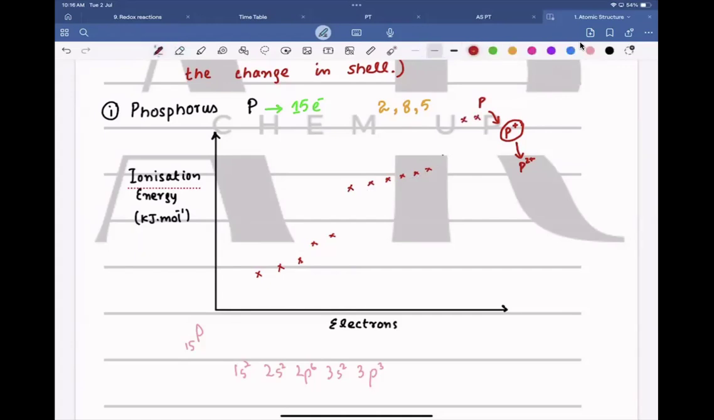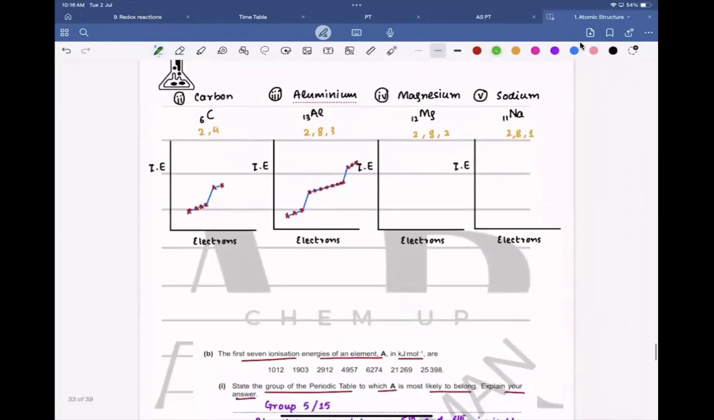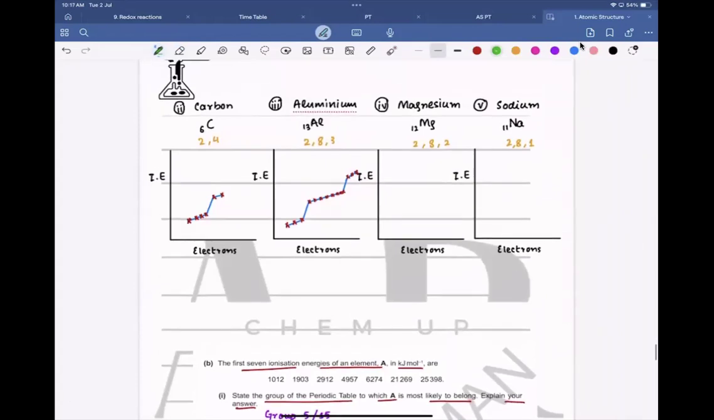Okay. So this is the shell change, this is a subshell change, this is a shell change, and this is a subshell change. Is this clear? Okay. Now you can practice along.